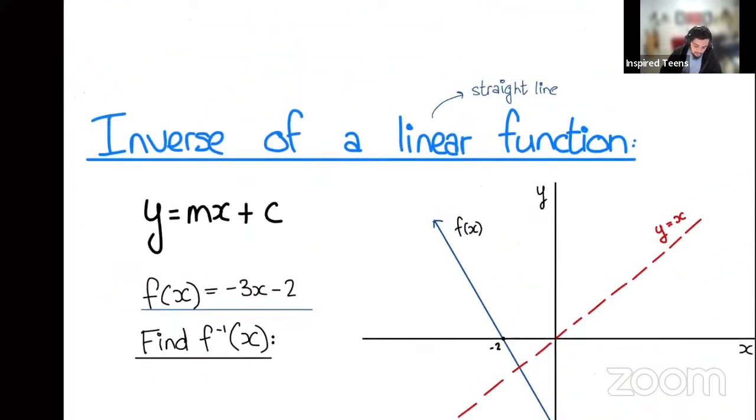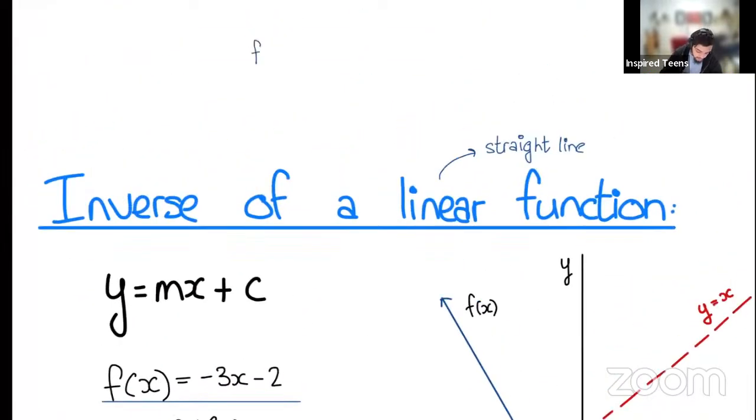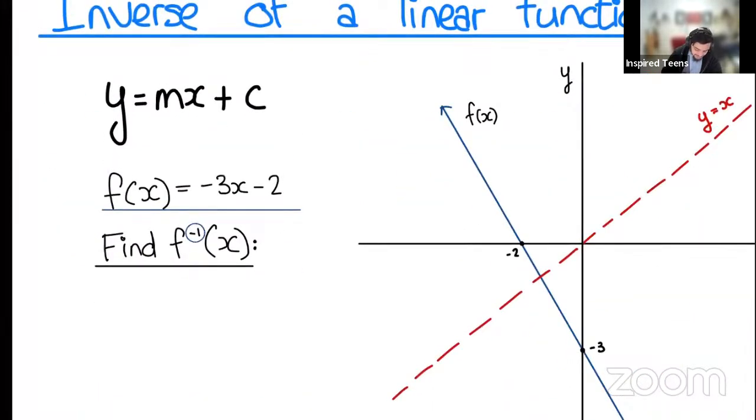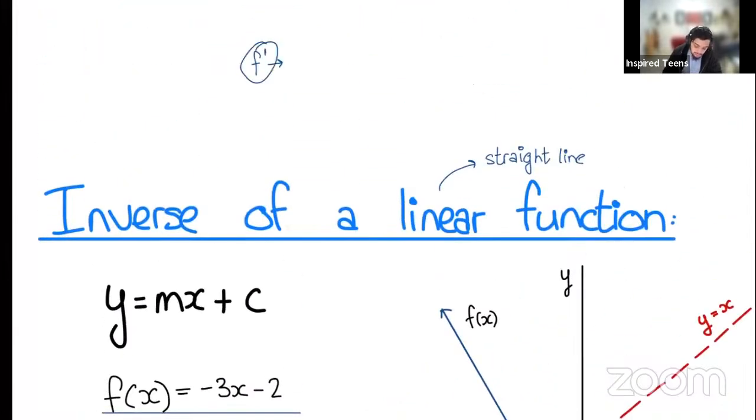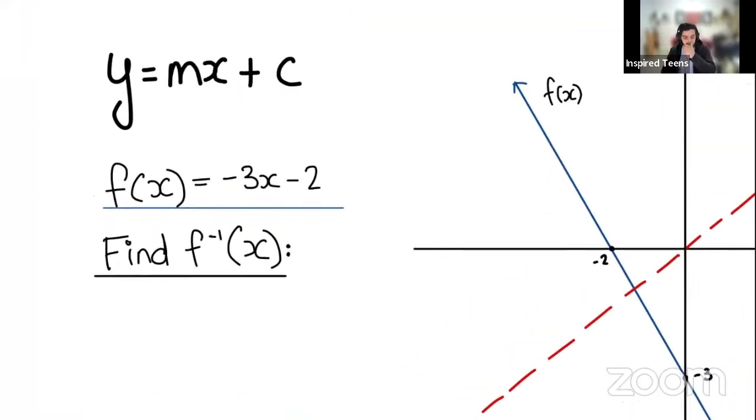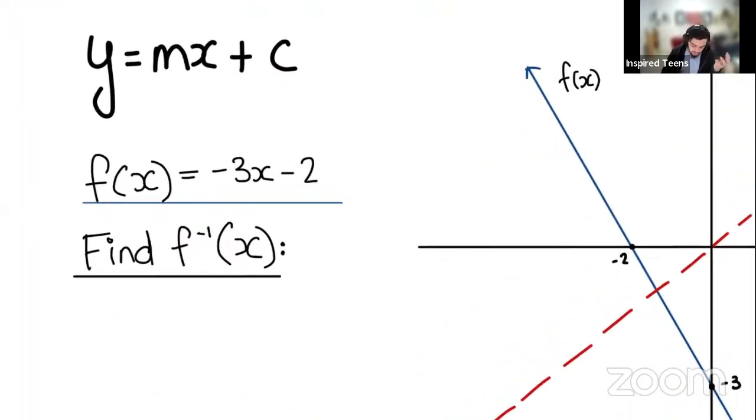Later you'll see f prime, which has a little apostrophe. This indicates the derivative, so don't confuse the two. When it has a negative 1, it represents the inverse. When it has this apostrophe, it represents the derivative, which you will learn when you do calculus. Maybe some of you may have started it.